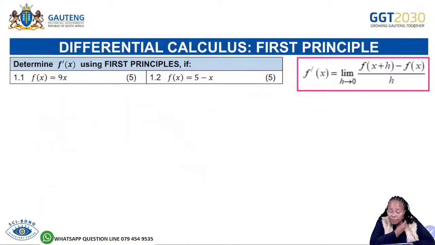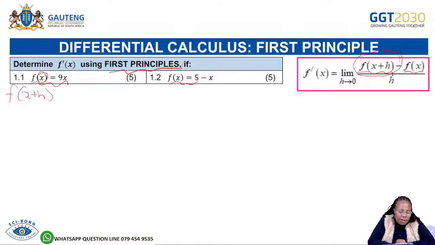Then now we use differential calculus, first principle. Remember now the formula is f at x plus h minus f at x, over h. So here we are given f at x on both conditions. That means we must look for f at x plus h first. Then it will be f at x plus h. Simply means where we have x, we are substituting x plus h. Where we have x, we substitute x plus h. So we end up with 9x plus 9h there.